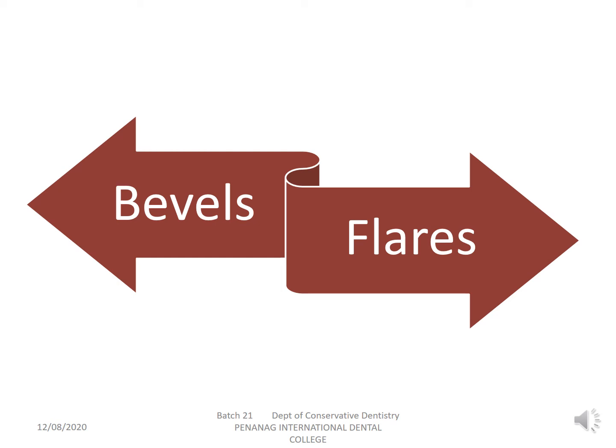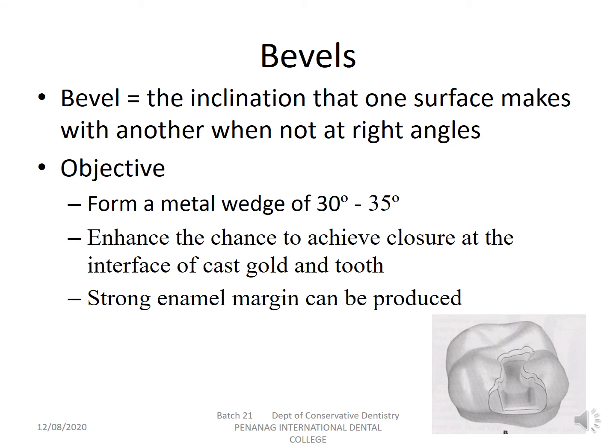So there are different tooth preparation features we give during preparing the tooth for an inlay and onlay. These are called bevels and flares. A bevel is an inclination that one surface makes with another when they are not at right angles. The main reason for giving bevels is to form a metal wedge of 30 to 35 degrees at the occlusal surface margins of the preparation. It also enhances the chance to achieve a closure at the interface of cast gold and the tooth. It forms a strong enamel margin, so that prevents breakage.